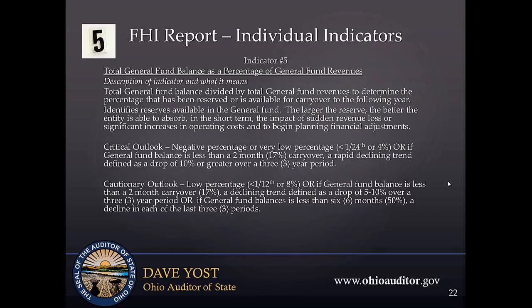For the cautionary outlook, there are 3 criteria it could meet. The first is a low percentage, defined as 8%. Or if the general fund balance is less than a 2-month carryover, again 17%, a declining trend defined as a drop of 5 to 10% over the 3-year period. Or if the general fund balance is less than 6 months, or 50%, a decline in each of the last 3 periods.